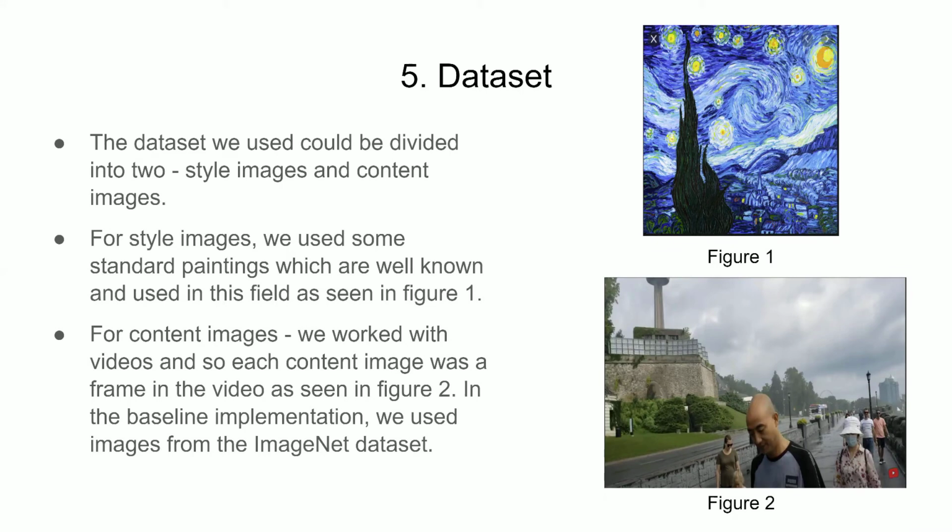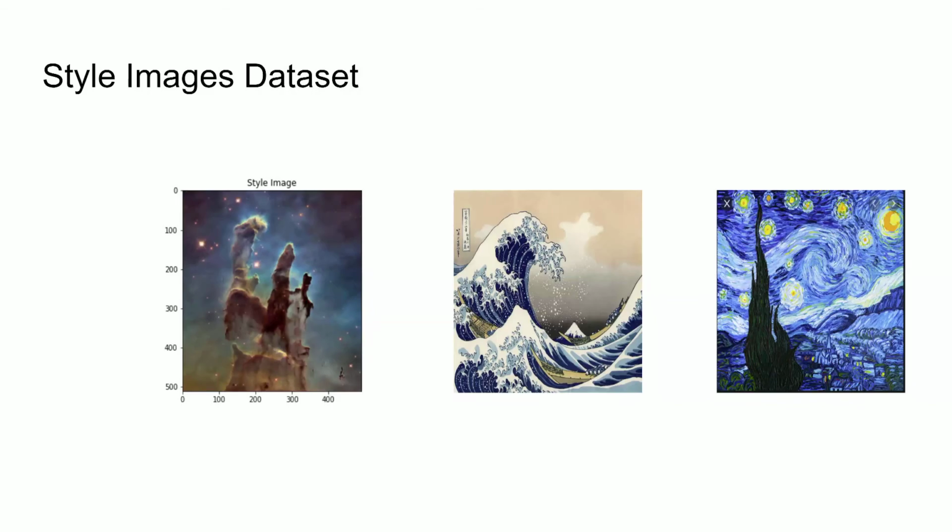The style image can be any famous painting, like the one shown in figure 1. As for the content image, since we were using videos, we used each frame in the video as the content image. Figure 2 here shows a sample content image. These are some of the style images that we used for our experiments.